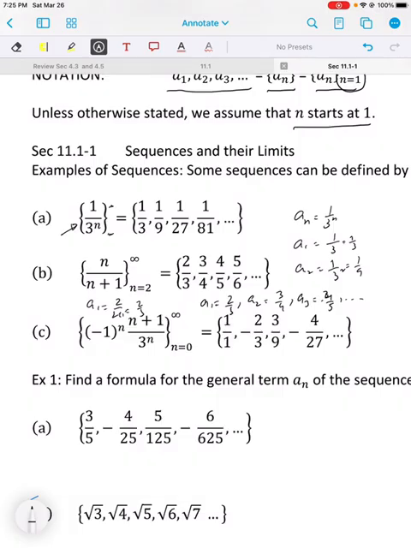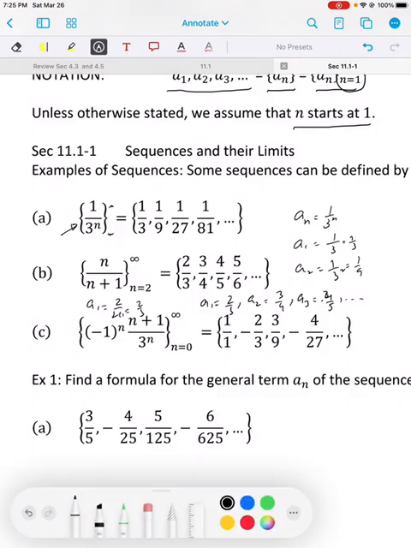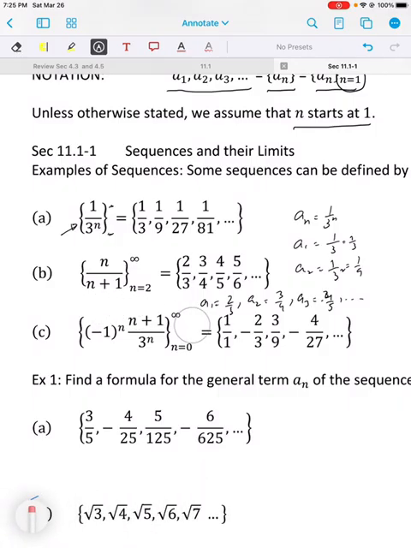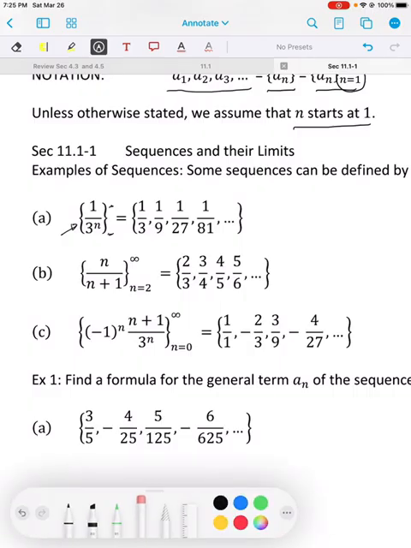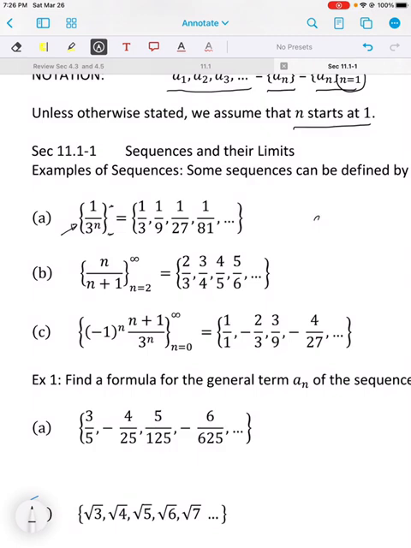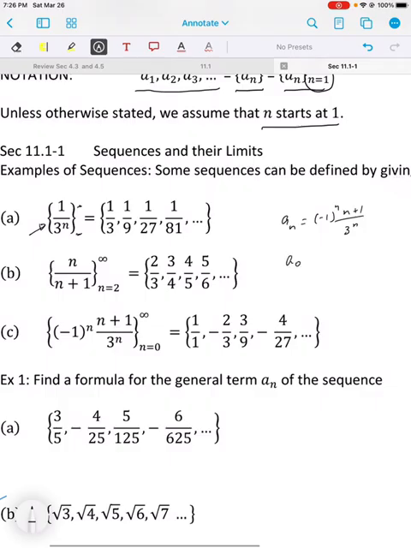Looking at part C here, notice that now we have a -1 raised to the power n in front of the expression. So this -1 to the n is actually included in our a sub n. So our a sub n is -1 to the n plus 1 whole divided by 3 to the n. And n starts at 0. So the first term will be a sub 0, which will be -1 raised to 0 plus 1, which is 1, over 3 raised to the power 0. But 3 raised to the power 0 is 1, -1 raised to 0 is 1, so the first term is 1.